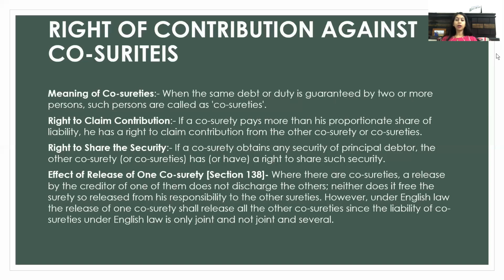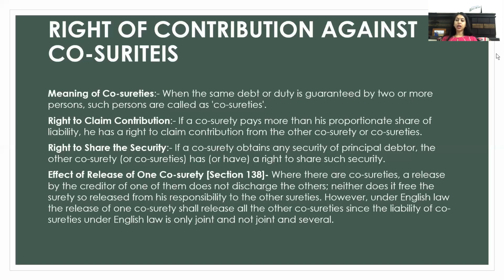So, first one is right to claim contribution. If a co-surety pays more than his proportionate share of liability, he has the right to claim contribution from the other co-surety or co-sureties. If there are three co-sureties A, B and C, and A repaid the whole default amount, then A has a right to demand the contributory amount from B and C.